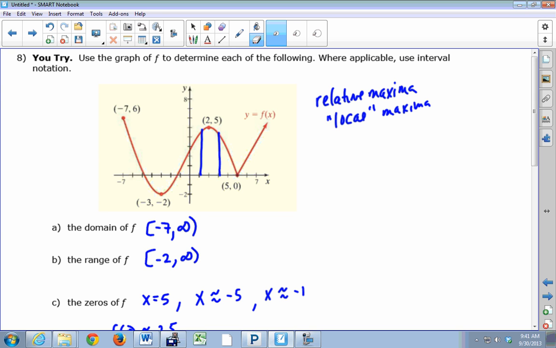So it's relative. It doesn't mean it's the absolute maximum value this function can take on, because guess what? This function has no absolute maximum because it goes off to infinity. So just in this neighborhood, if I blew that up, 5 is going to feel like the big fish in the little pond, right? So 5 is the relative maxima or local maxima.